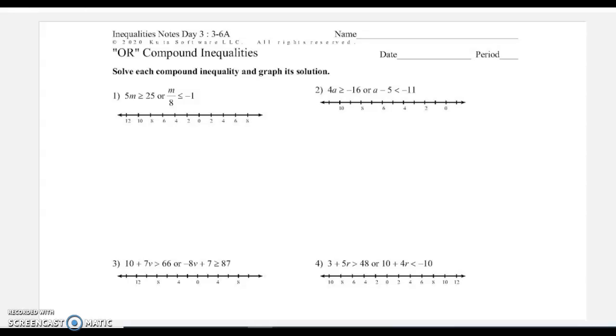This is chapter 3, day 3, inequality notes. These are "or" compound inequalities. All right, so these are "or." So remember what "or" means. "Or" means one or the other, right?